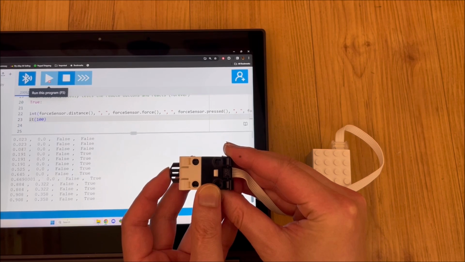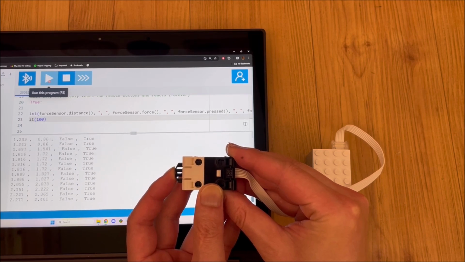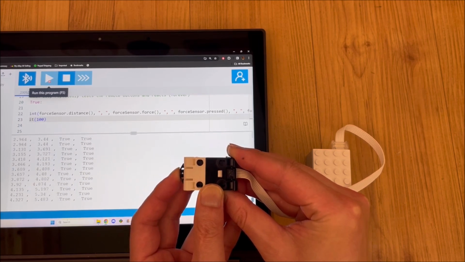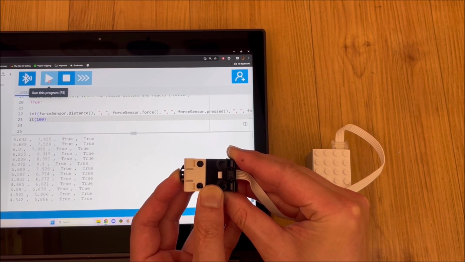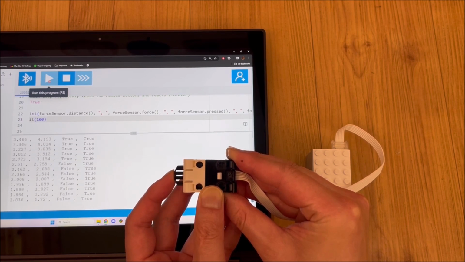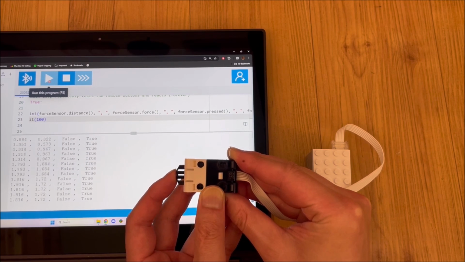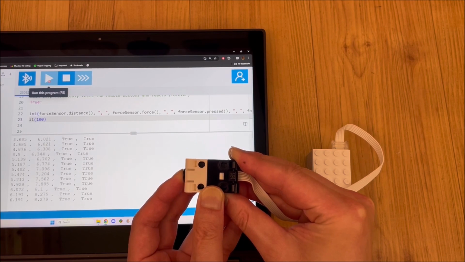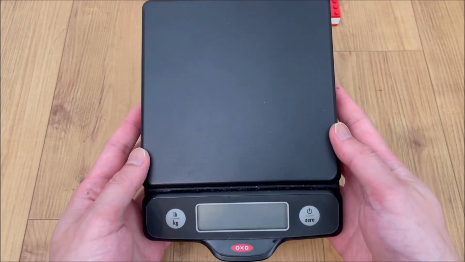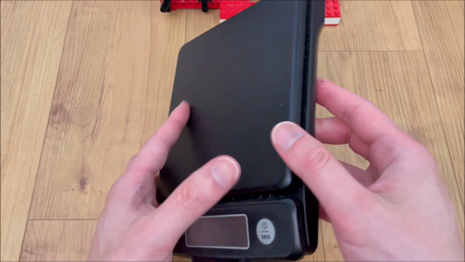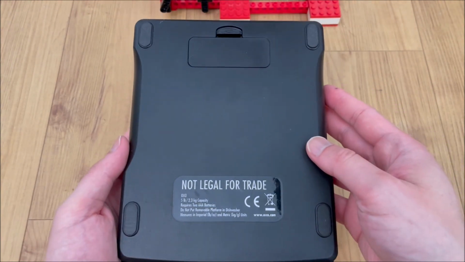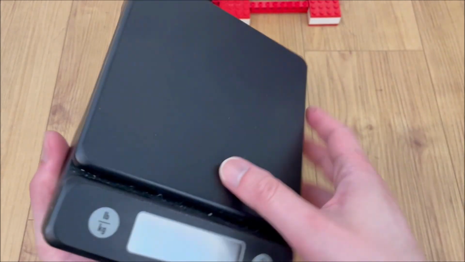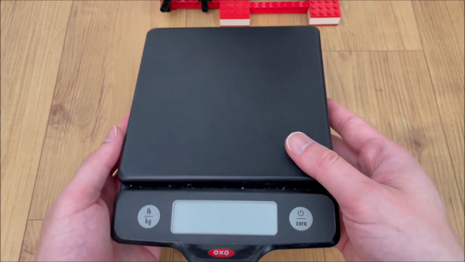When we first tested the sensor in Pybricks, we didn't have a good way to verify the results, some of which seemed quite suspicious. More recently, having used a kitchen scale to instrument our prony brake, we realized that we could use said scale to test the force sensor as well.